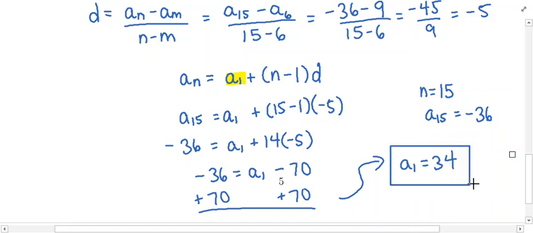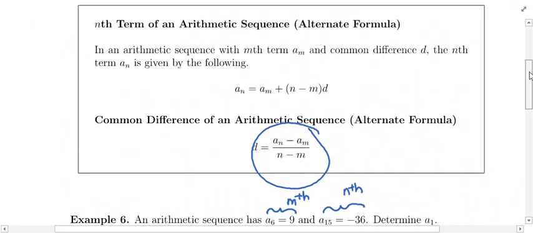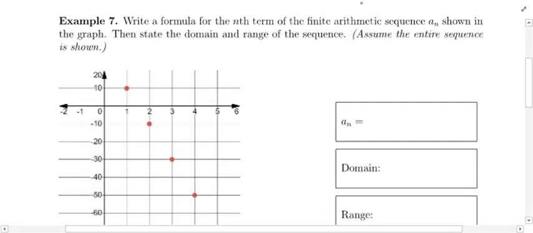So it's up to you when you're doing a problem like this. You can use the original formula that we learned for the nth term of an arithmetic sequence, or you can use these alternate formulas to help you out. All right, let's take a look at example 7 at the top of page 6.